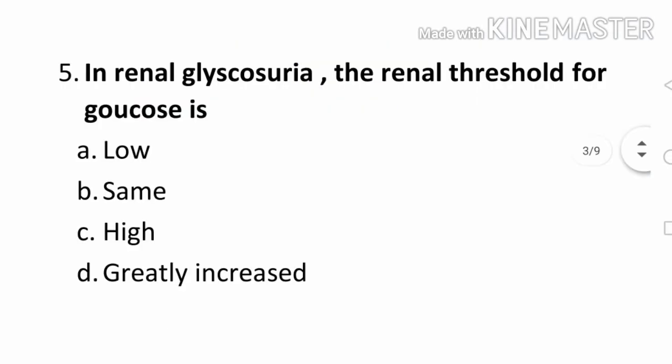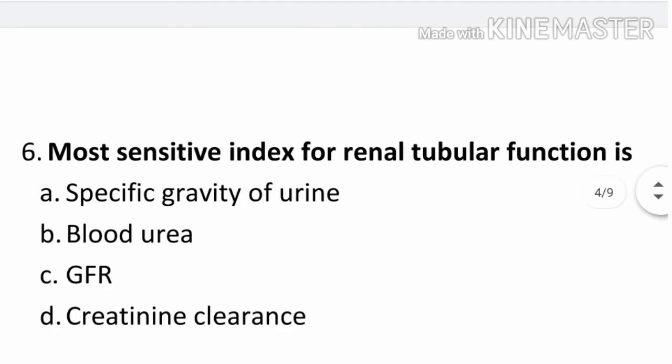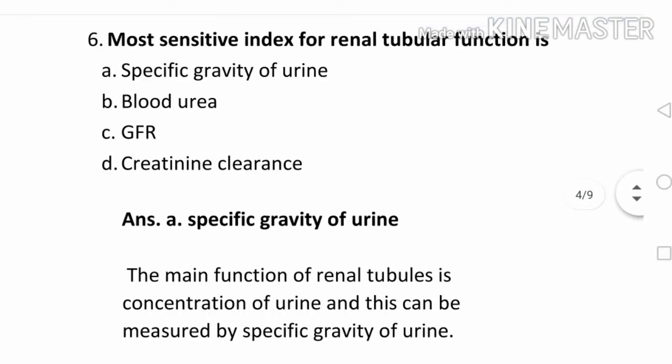Question number 5. In renal glycosuria, the renal threshold for glucose is option A low, B same, C high, D greatly increased. The correct answer is low. In renal glycosuria, the renal threshold for glucose is lower than normal. Question number 6. Most sensitive index for renal tubular function is option A specific gravity of urine, B blood urea, C GFR, D creatinine clearance. The correct answer is option A specific gravity of urine. The main function of renal tubules is concentration of urine, and this can be measured by specific gravity of urine.